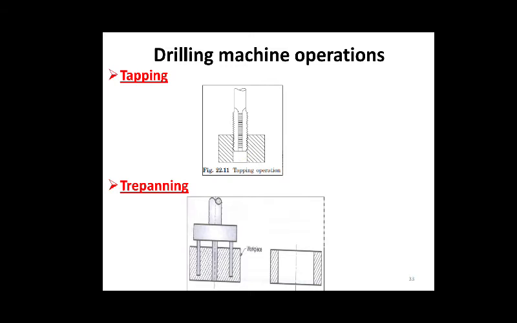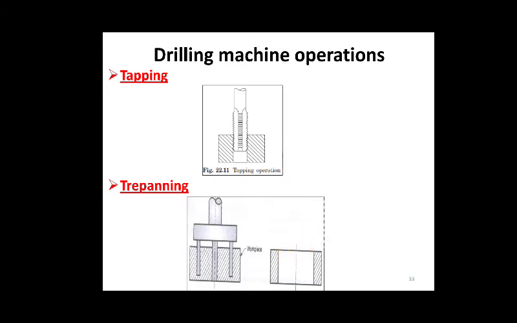Trepanning. When large diameter holes are required in sheet metal, then the trepanning operation is carried out. It is carried out by using a trepanning tool. A small hole to suit the pilot is drilled at the center of the required position. The adjustable arm is extended so that the edge of the high-speed steel cutting tool produces the required hole size.